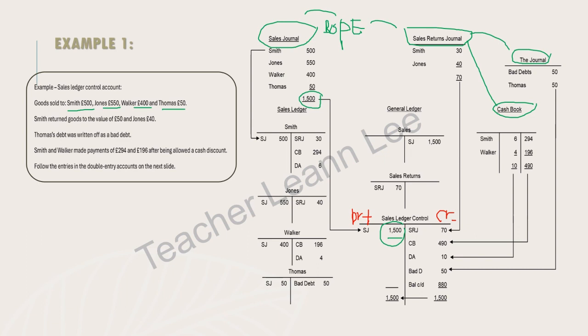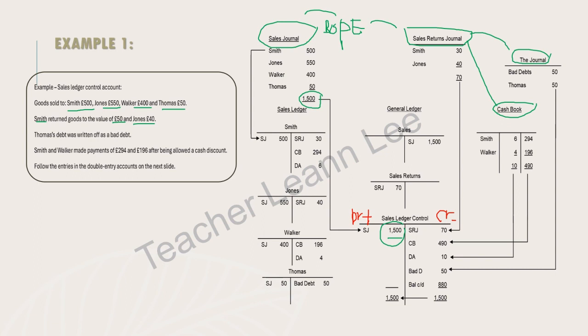First things first, I go to the sales return journal here. So who returned goods? Smith and John. Oh, I think there is an error here, it is 30, not 50. So 30 and 40. When I go to my ledger, I will record the total only. So I ignore the journal now.